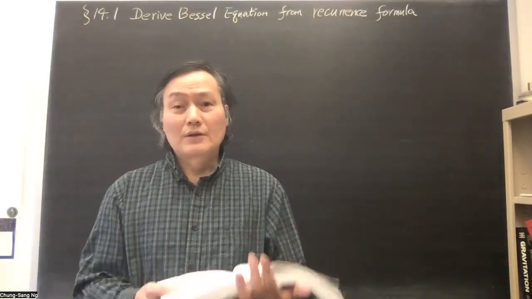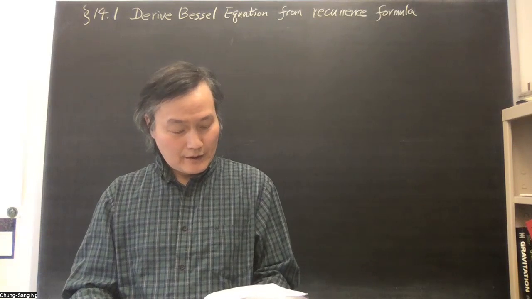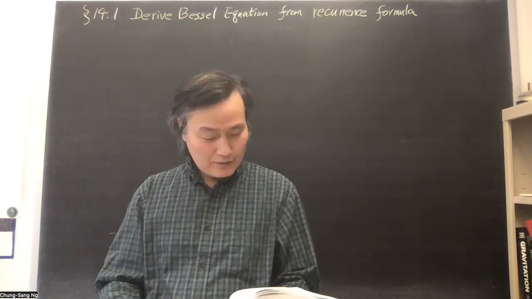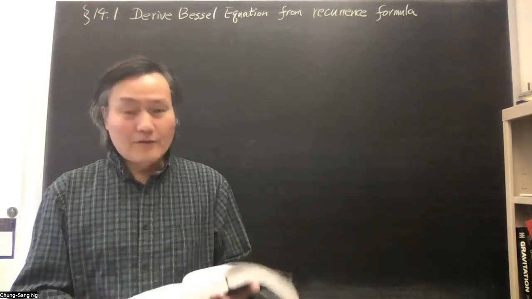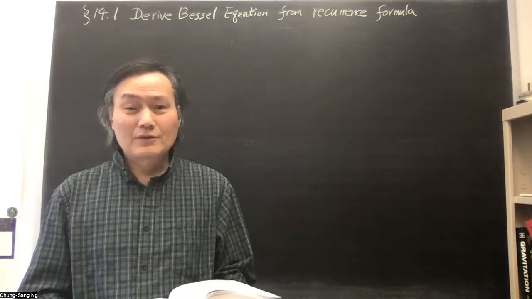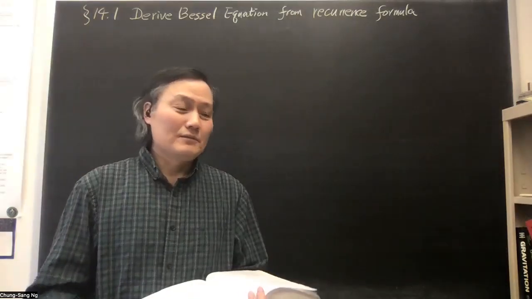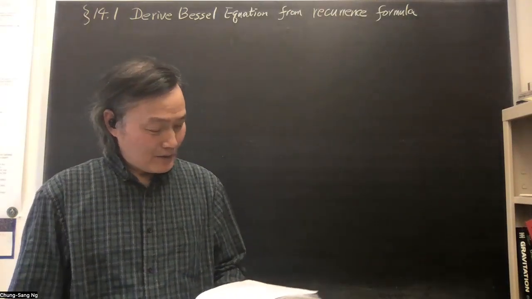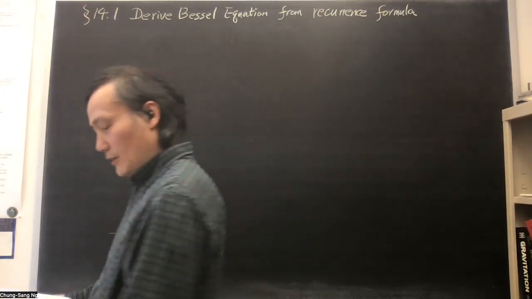Okay, let's try to derive the Bessel equation from the recurrence formula. The textbook has a derivation already. There are probably many different ways to derive the same equation, but I'll present one way that may be slightly more straightforward and easier. You just have to find the way that you feel more comfortable with. So start with the recurrence formulas 14.7 and 14.8.